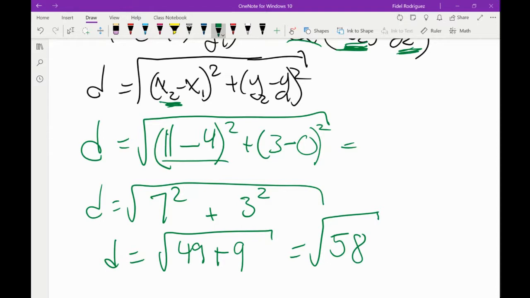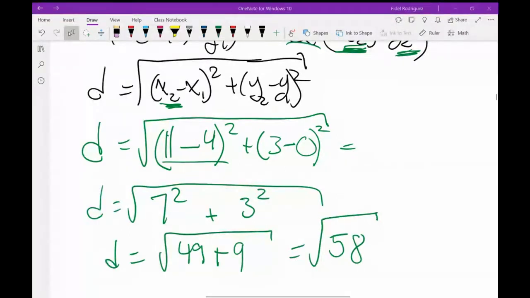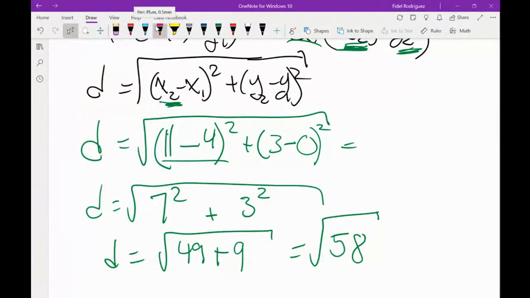And the question is, is that answer good enough? So usually what we say is if you can break down the square root of 58, we're going to do that. Now I know 58 is not a perfect square. I can grab my calculator and take the square root of 58, and it comes out to 7-point change. And that's not what they're asking me to do.